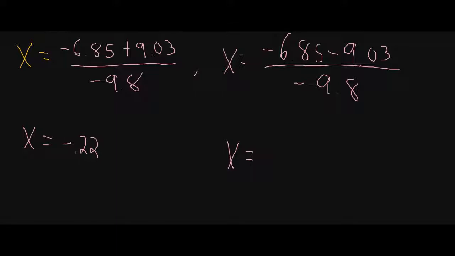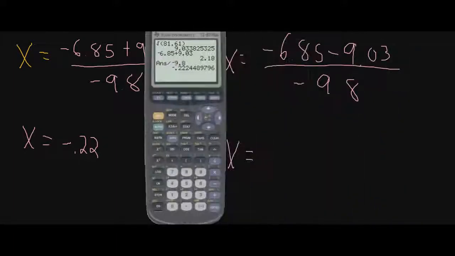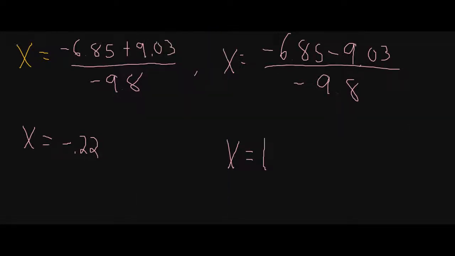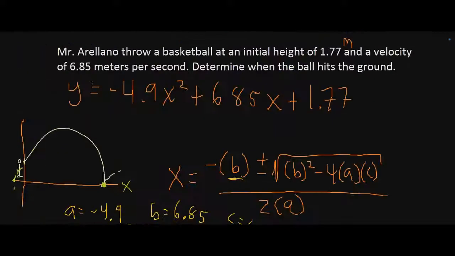Over here, we do this section. We're going to do negative 6.85 minus 9.03. We get negative 15.88, and now we just divide it by negative 9.8. That gives 1.62. As we mentioned, let's scroll up to the picture we drew.